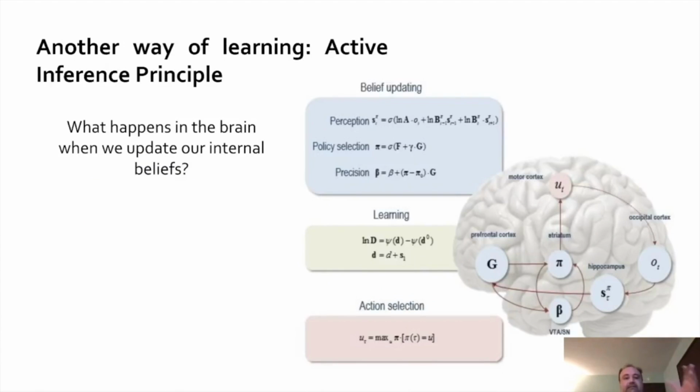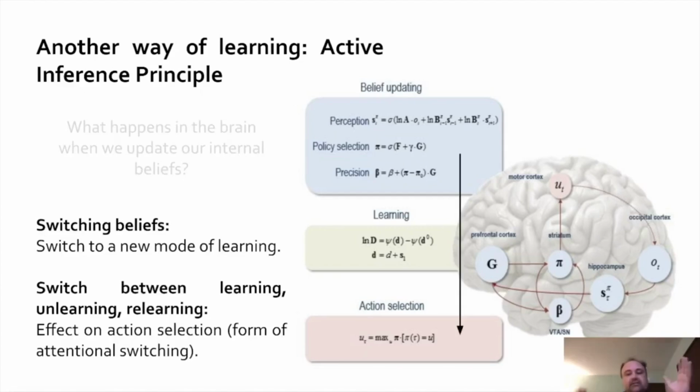Another way to think about this is in terms of active inference. So what happens to the brain when we update our internal beliefs? We can switch between different beliefs, and this switches us to a new mode of learning. We can also do the switching between learning, unlearning, and relearning, and this has effects on action selection, which is a form of attentional switching.